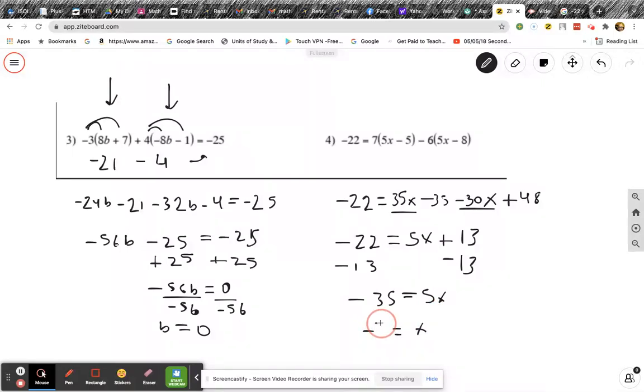You can plug it in to see if that is correct. Negative 7 times 5 is negative 35. Negative 35 minus 5 is negative 40. Negative 40 times 7 is negative 280. Negative 7 times 5 is negative 35. Negative 35 minus 8 is negative 43. Negative 43 times negative 6 is 258, and that is positive because a negative times a negative is a positive. And you put that in a calculator and you're going to get negative 22, which is exactly what is on the other side. So both of these are correct.